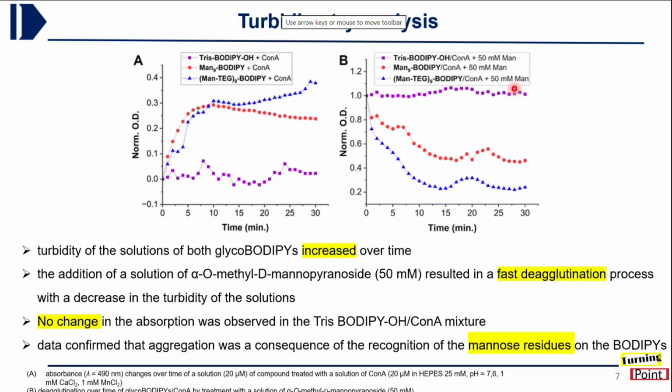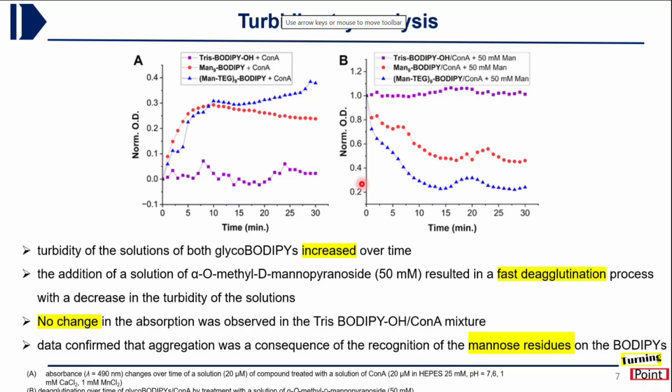Now, why have they used this alpha methyl mannopyranoside? It is for the deagglutination process. First the turbidity forms. After that, once you use the mannose, it undergoes deagglutination, meaning a reverse reaction, decreasing the turbidity of the solutions.